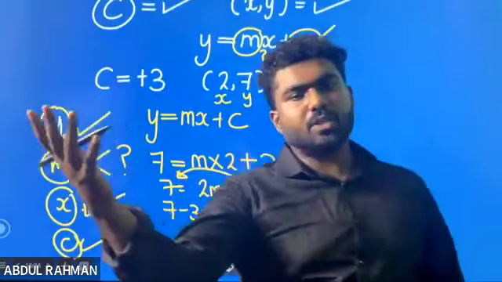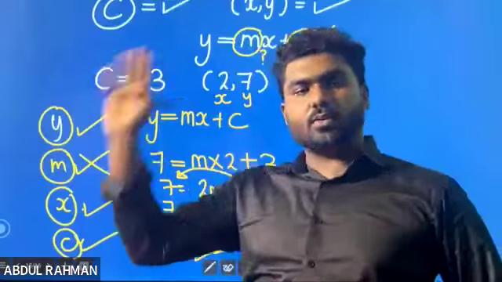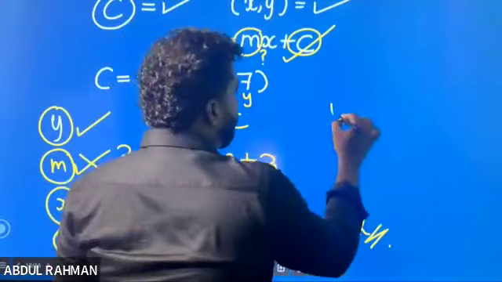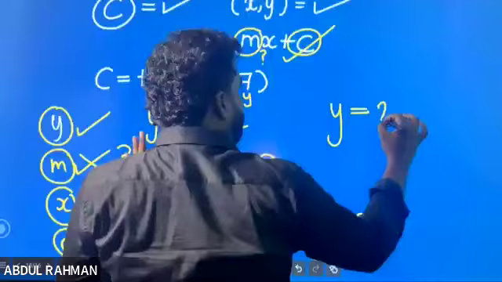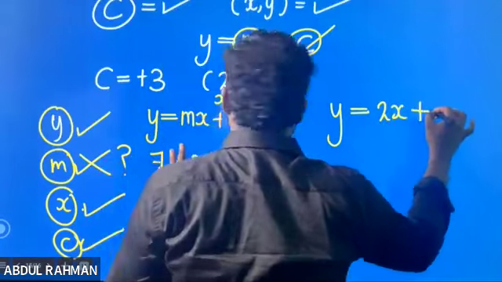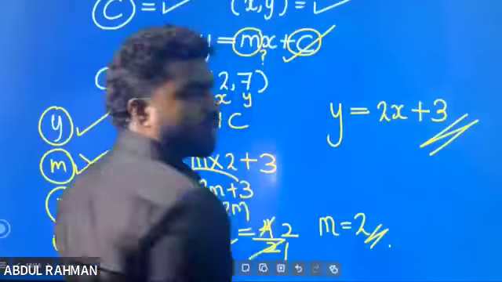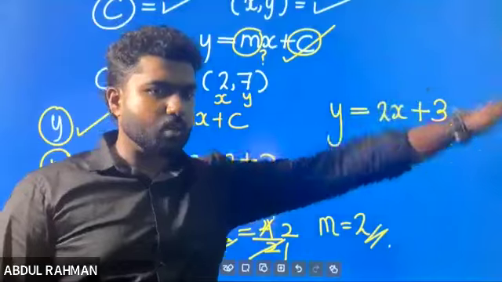Now to find out the equation of the graph, two things only I need to know. What are the values? C, already I know. M, I found out. Now you can write the equation of the graph. y equals mx plus c, right? What is the value of m? 2x plus, what is the value of c? 3. This is the equation of your graph. y equals 2x plus 3 is the equation of your graph.